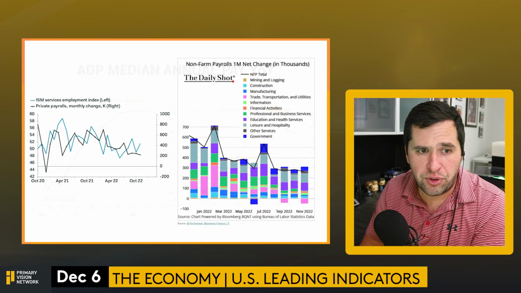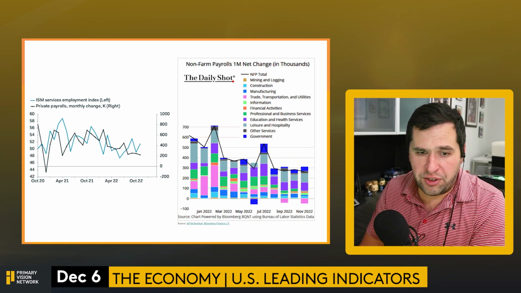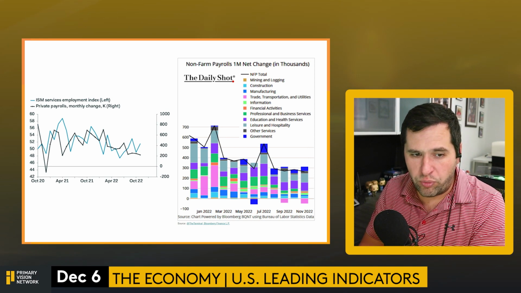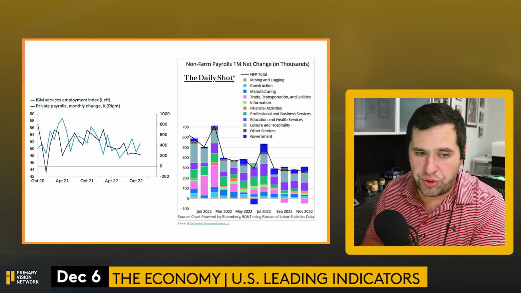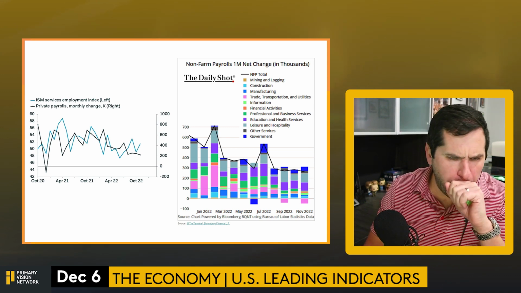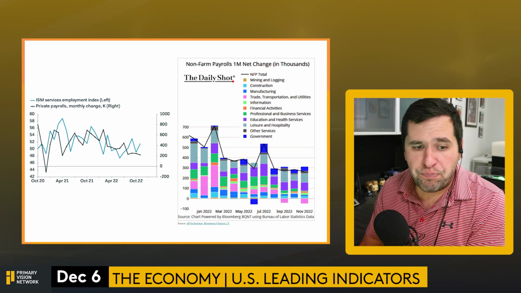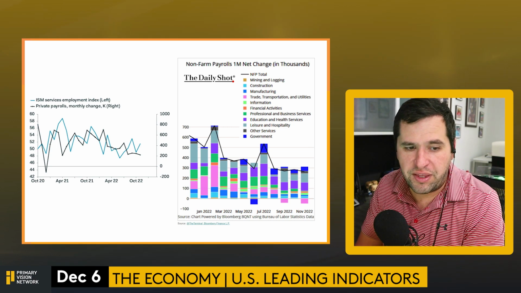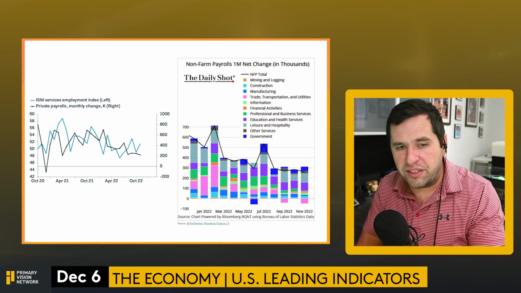When you look at ISM services, employment index to 51.5 from 49.1, which is at odds with the downward trend in private payroll. Firms are cutting back on new hires, but we are still seeing mounting evidence that they are becoming more willing to let go of existing staff.